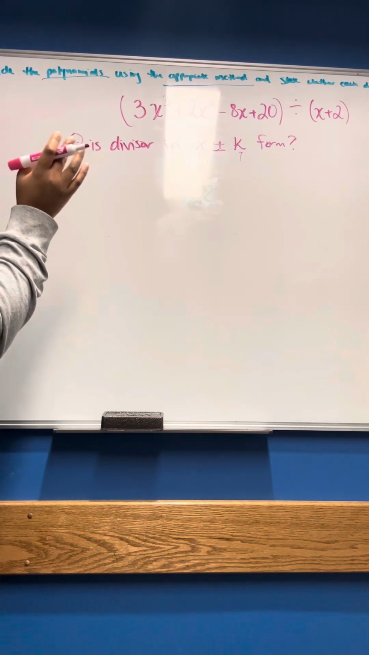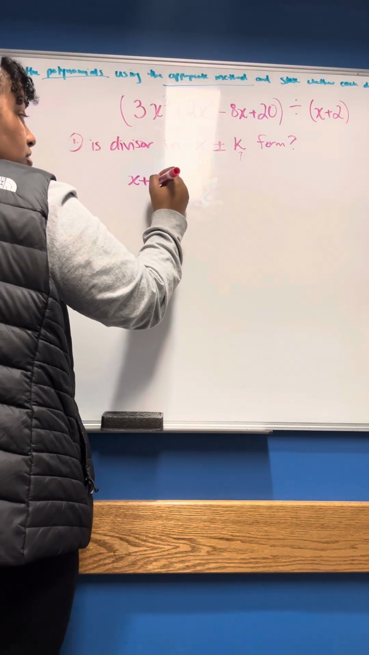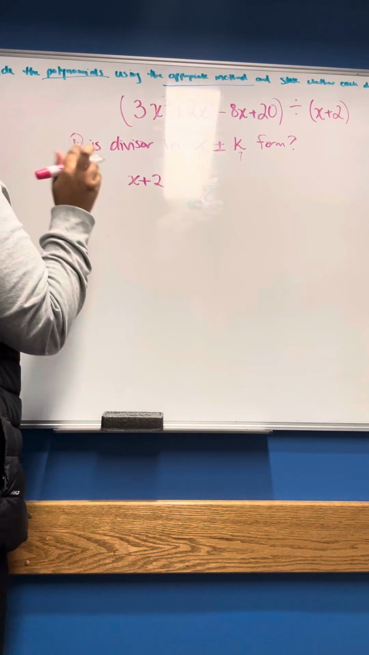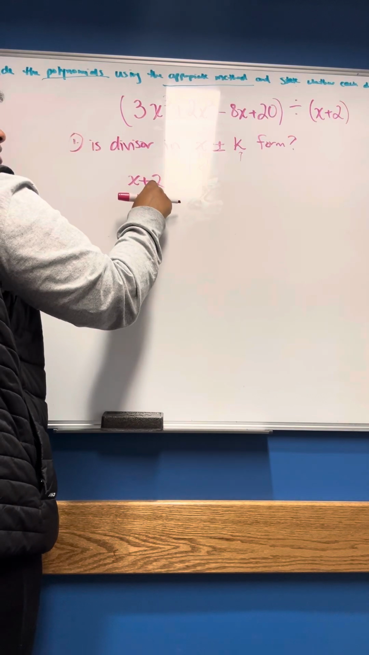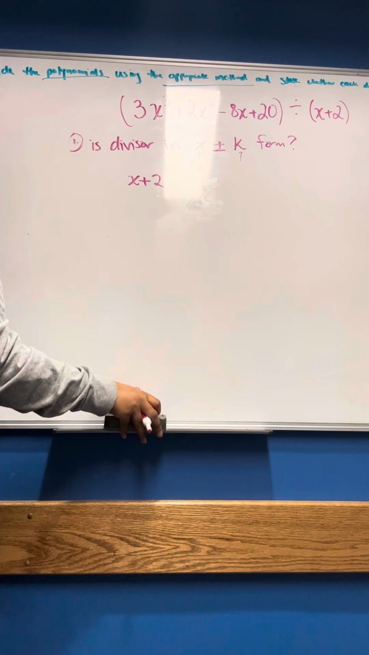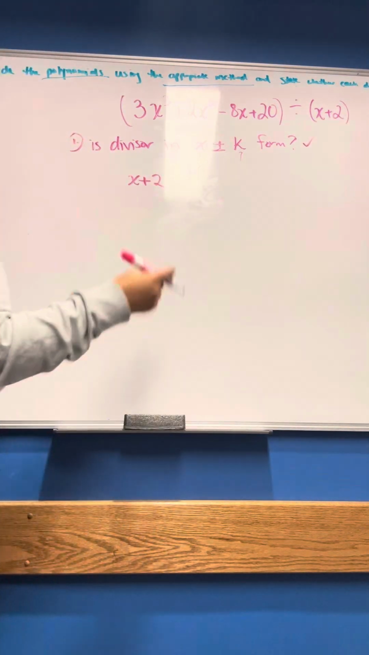So let's check out our divisor in this case, which is x plus 2. Is it to the first power? Yes. Is its coefficient 1? Yes. Is it a plus or a minus? It's a plus, we're fine. Is it a whole number? Is the k a whole number? Yes, it's 2. All right, let's go ahead. We can start doing synthetic division, okay?